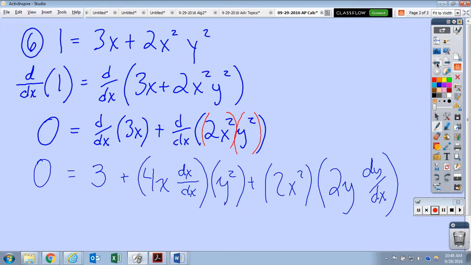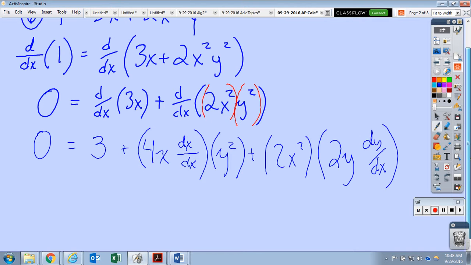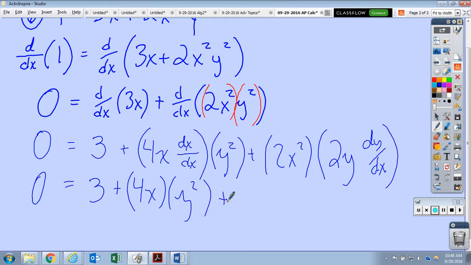All right, so we are here. So then if we continue with this, we're looking to write dy dx on one side and everything else on the other. So dx over dx, again, that's just a 1-to-1 ratio, so that's just 1. So we have 0 is equal to 3 plus 4x times y squared plus 4x squared y dy dx.